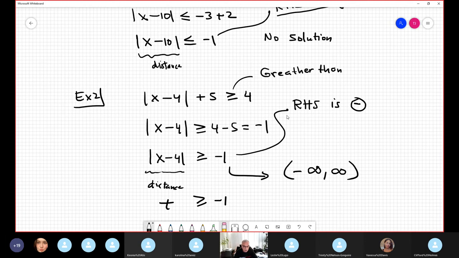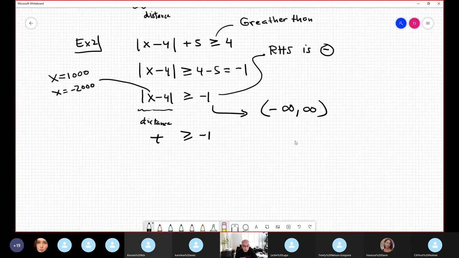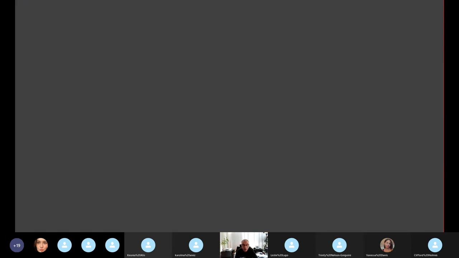All real numbers satisfy this. So you plug in here any value, doesn't matter, 1,000 or negative 2,000. 1,000 minus 4, I don't care, the absolute value is positive, it's true. Negative 2,000 minus 4 is minus 2,004, the absolute value becomes positive, again it's greater than negative 1. Therefore, any value you plug in inside this special inequality is true. Do you follow me?